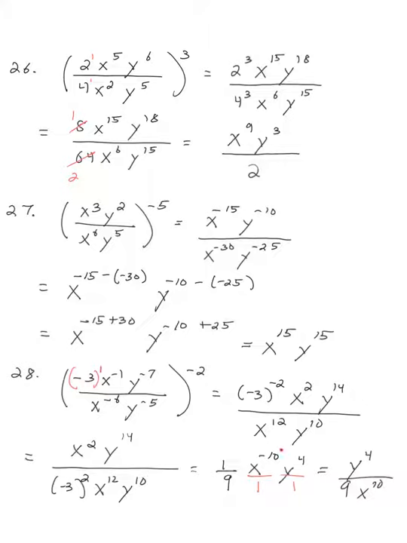So what happened again is this moved to the bottom. That left me with 1 times a 1 times a y to the 4th, or simply y to the 4th. And then my denominators, I had 9. This was now x to the positive 10th and a 1. So that gave us 9 times x to the 10th, and that's the final answer.